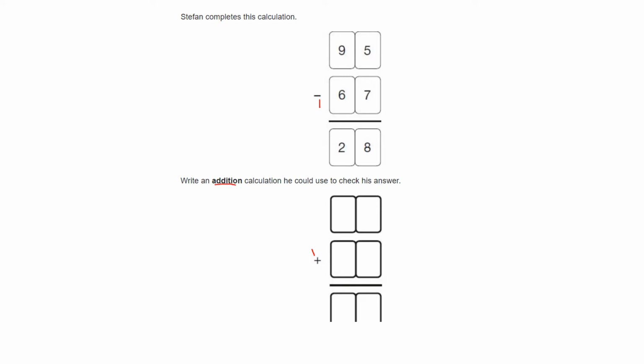We should know that when we add two numbers together, we get a bigger number. So our biggest number in this case is 95. So we are then left with 67 and 28. With an addition, would it matter whether I put the 67 on top or the 28 below? No, it wouldn't. So I know that 28 add 67 equals 95. So Stefan has done the inverse to check his calculation.